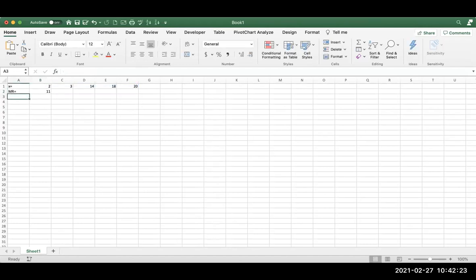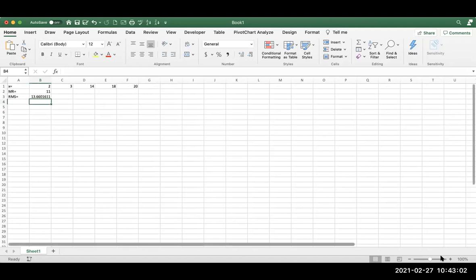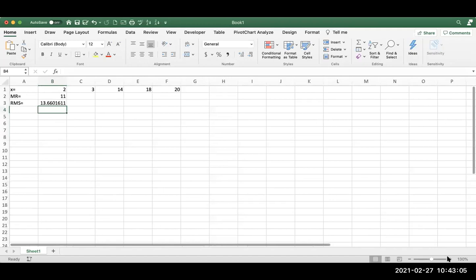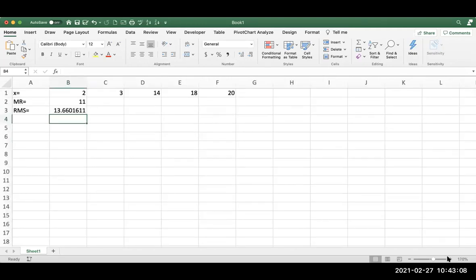My root mean square. So now let's find the root mean square. My root mean square is the square root of the sum of the squares divided by how many numbers there are. Maybe we should make that bigger. 13.6601611.